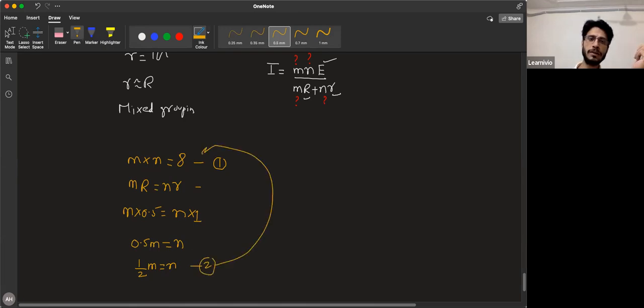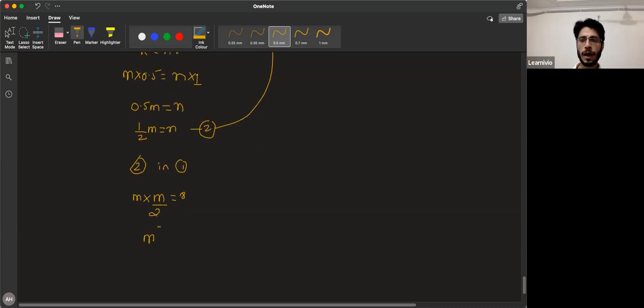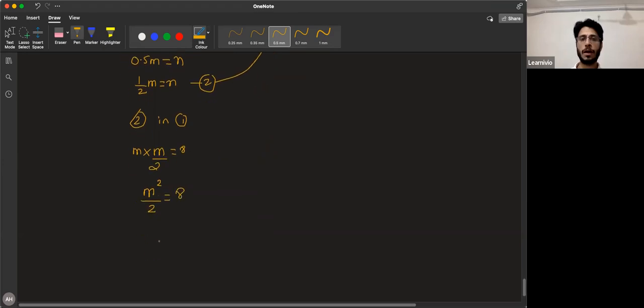So what I can do is substitute 2 in 1. When I substitute 2 in 1, I get M into M by 2 is equal to 8. I get M square by 2 is equal to 8. I get M square is equal to 16. I get M is equal to 4.